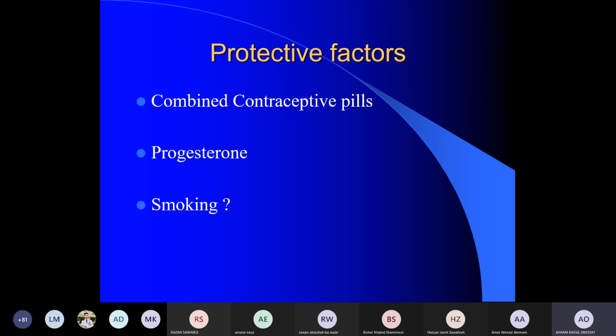The same thing, combined pills and the progesterone are protective against endometrial cancer, and they reduce the risk and the incidence. There are reports that smoking reduces the risk of endometrial cancer, but these are just reports.